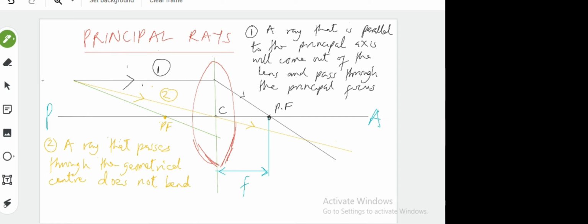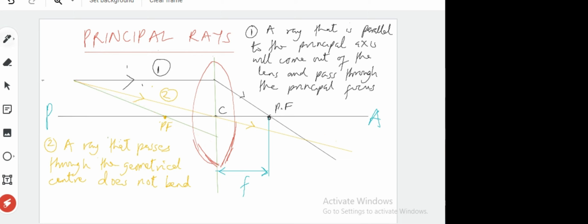Remember, it's the opposite of number one. If a ray passes through the principal focus, it will emerge from the lens parallel to the principal axis, correct. If a ray passes through the principal focus, it will emerge from the lens parallel to the principal axis.